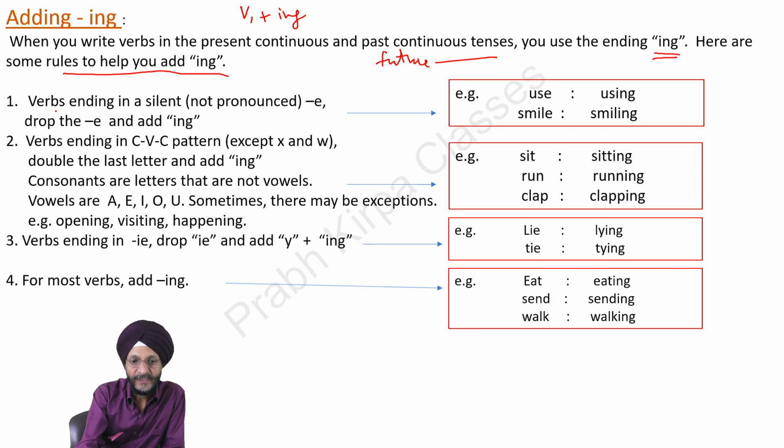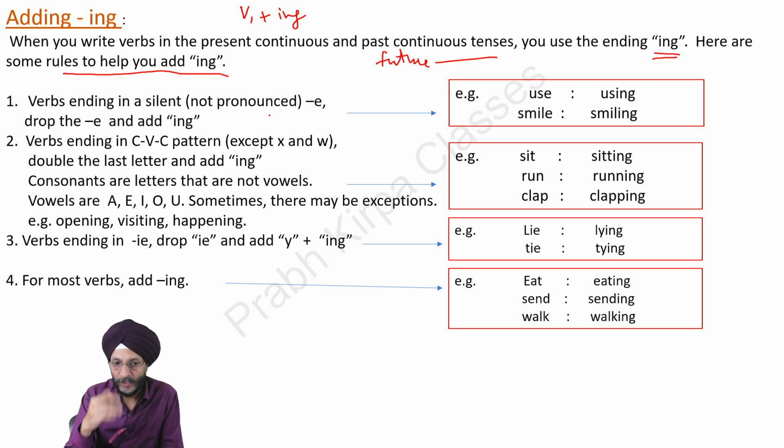First, there are certain verbs which end in a silent e. That is, e is not pronounced. In that case, we drop e and add ing. In case of use, e is not pronounced. Smile, e is not pronounced. Here we remove e and add ing. Use becomes using, smile becomes smiling.